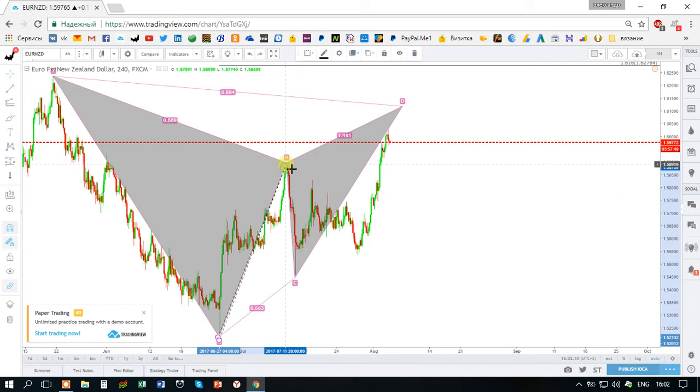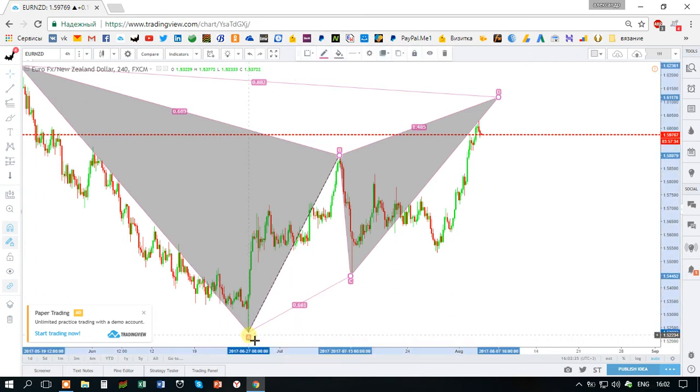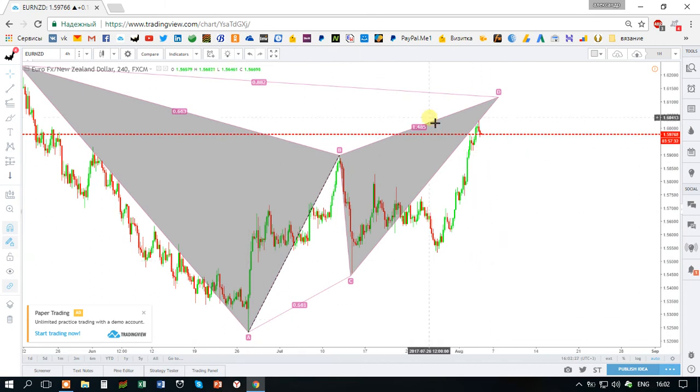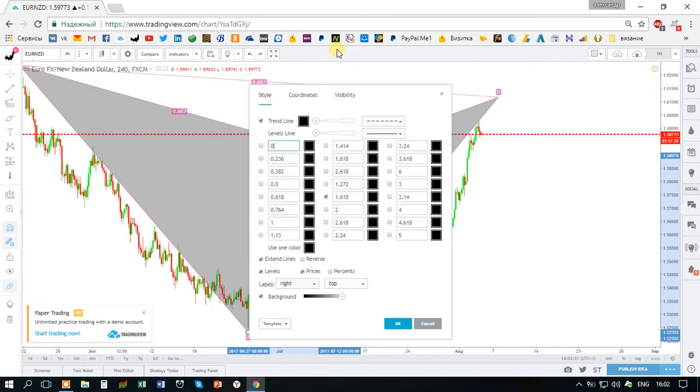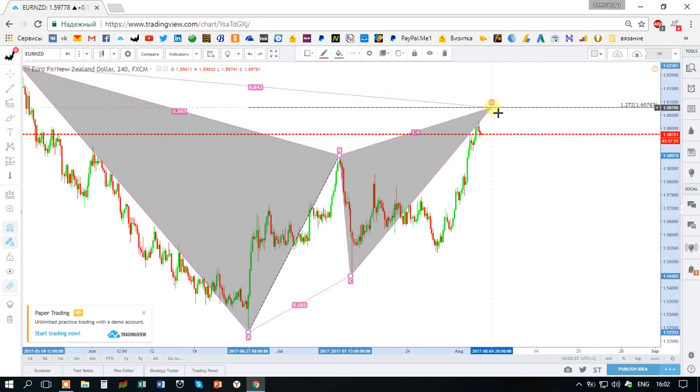Okay, if we look at our extension and draw the extension from A to B and back again, let me zoom it in, and back again from A to B. Okay, this should be also corrected. Then we should enable 127. So this will be our termination area, somewhere here.